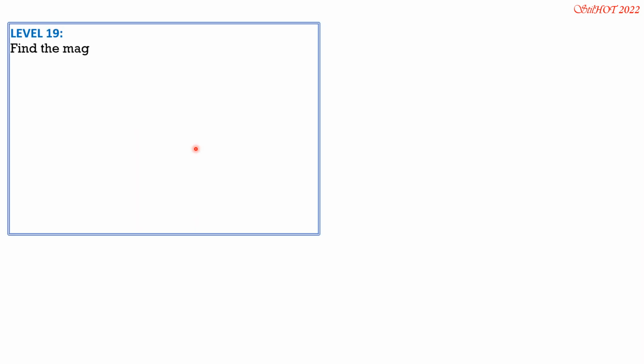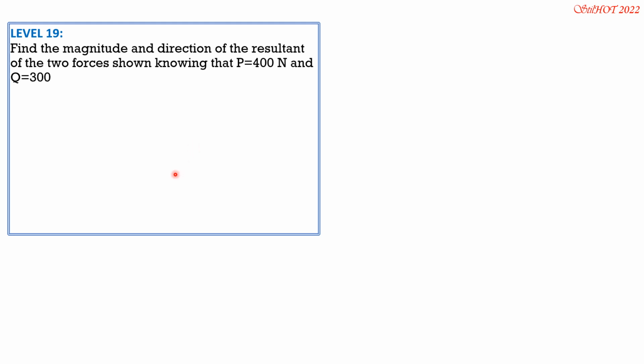Level 19, find the magnitude and direction of the resultant of the two forces shown, knowing that P is 400 newtons and Q is 300 newtons. So here is the given figure, and I hope you can now analyze the X component, Y component without further drawing the details.